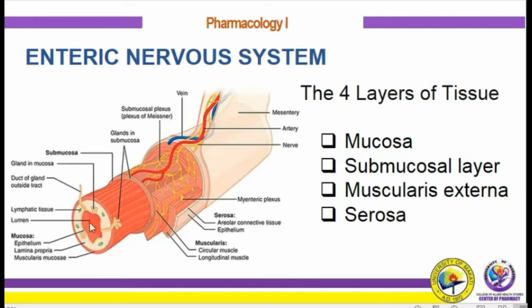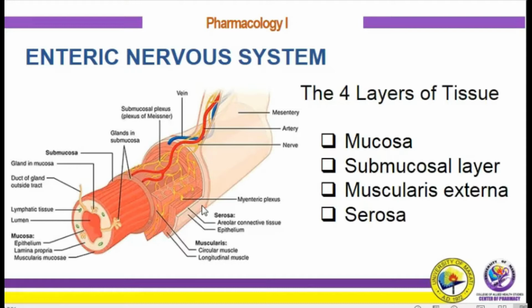So the next is the submucosal layer. Ito. It provides blood vessels, lymphatic vessels, and nerves to support the mucosa on the surface. And the third one is the muscularis externa. So it is composed of two layers of smooth muscles: the inner circular muscle layer, ito, and the longitudinal muscle layer. So finally, the fourth one is the serosa, which forms the outermost layer of epithelial tissue.